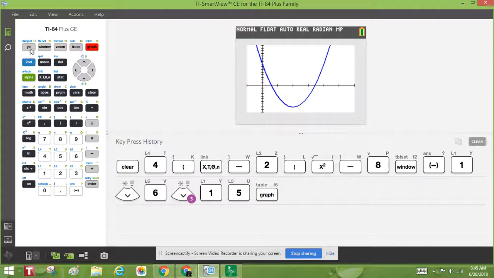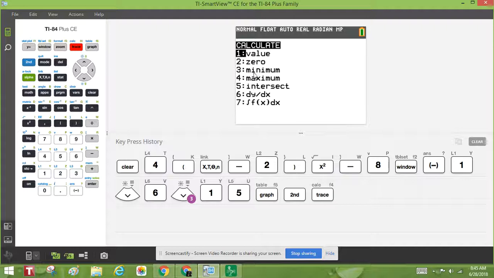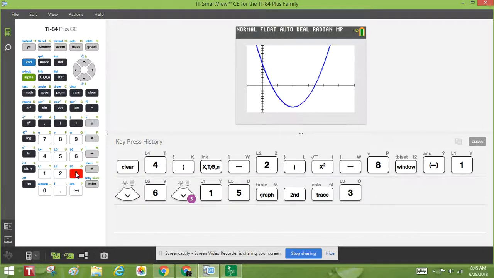So you're going to go to second, and you're going to go up here to calc, which is trace. And let's find the vertex first. Now, if you notice, the vertex was a minimum, so you're going to hit number 3 for minimum. And you're going to have a cursor flashing here, and you see it says left bound. So you're going to scroll over here to left bound and hit enter. All right, anywhere over on the left-hand side is fine, and hit enter.